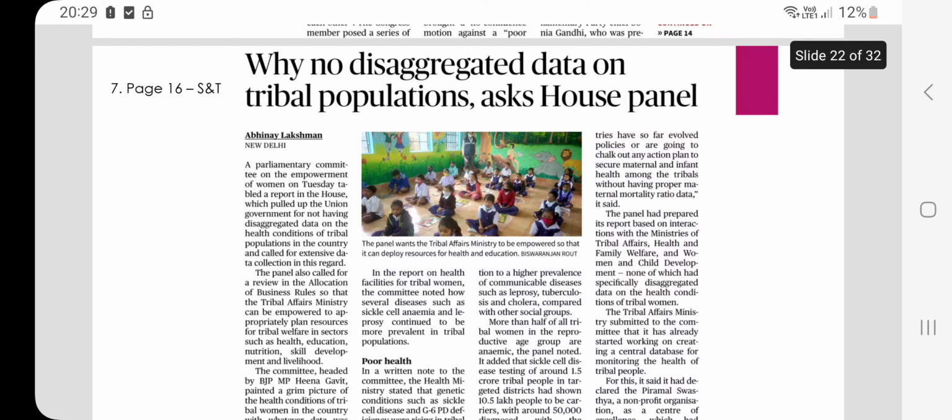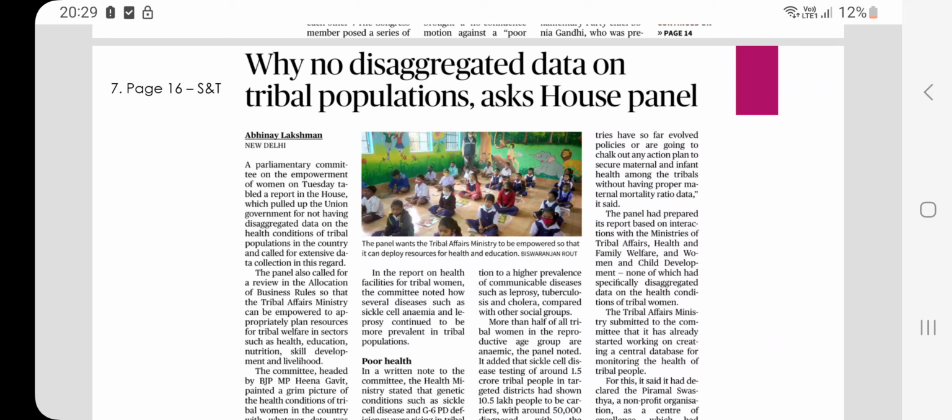In a written note to the committee, the Health Ministry stated that genetic conditions such as sickle cell disease and G6PD deficiency were rising in the tribal areas, and the hypertension prevalence was also high in these areas, in addition to the higher prevalence of communicable diseases such as leprosy, tuberculosis and cholera compared with other social groups.